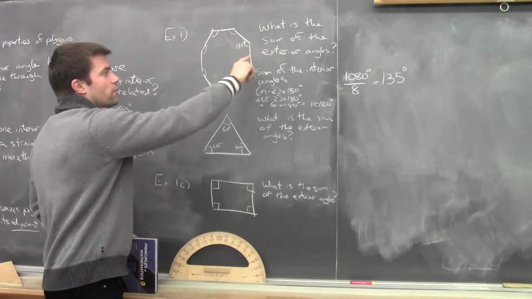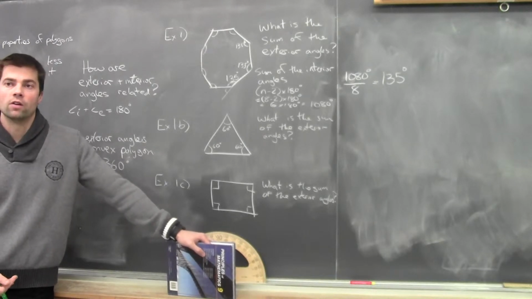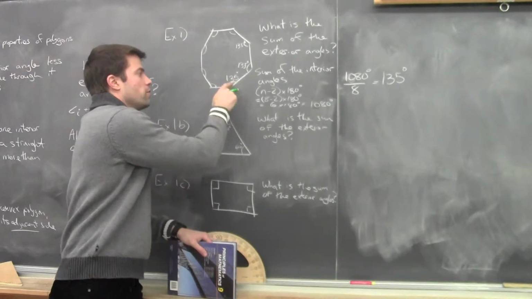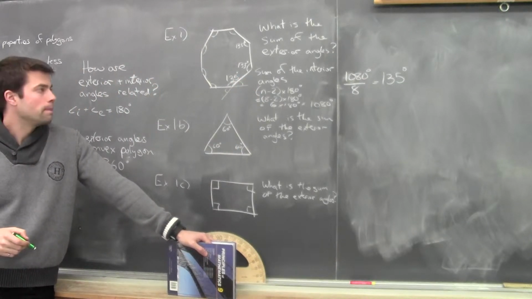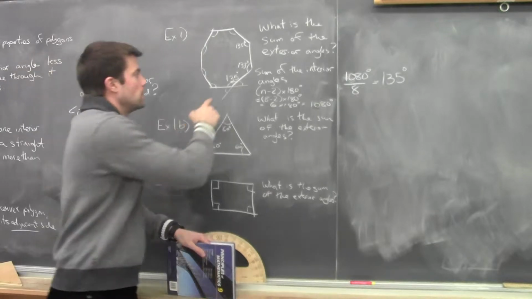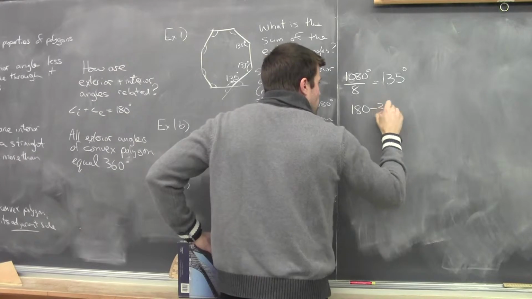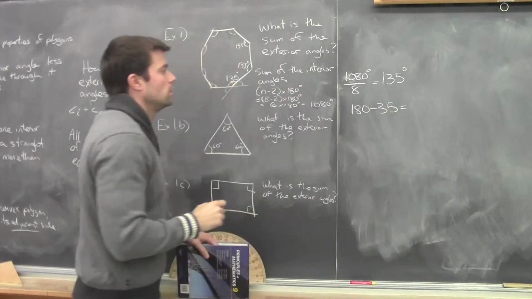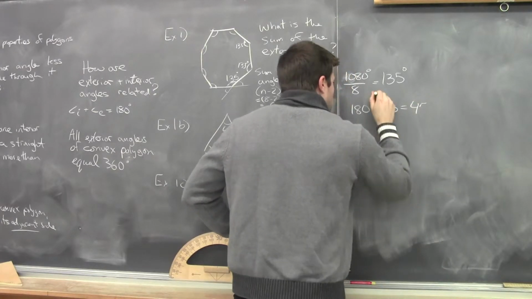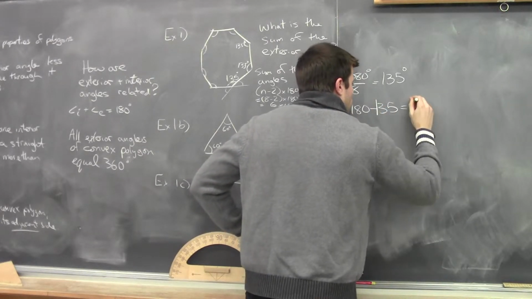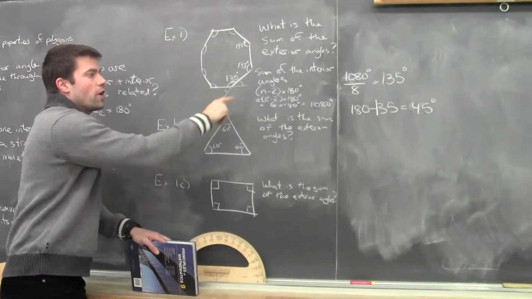Now it says, what is the sum of the exterior angles? So let's find out what is the value of one exterior angle. If the interior value is 135, Mark, what's this exterior value going to be? 45. So it's going to be 180 minus 135, right? Yeah. Good, so it's 45. Excellent. So now we know one exterior angle is 45.